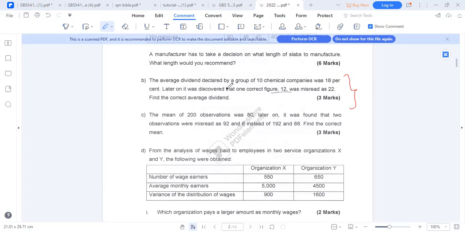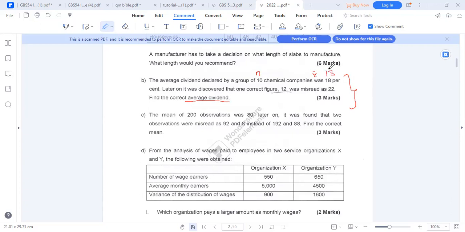All right. And then later it was discovered that one figure, 12, was misread as 22. Find the correct average. Let's go through it again. We are told that we have how many? 10 chemical engineers. And the average was what? For these 10, it was 18%.